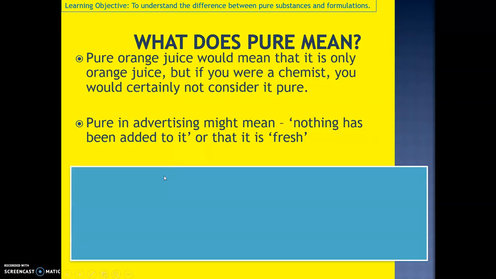Okay, so hopefully you've got the idea of what pure means. So pure orange juice would mean that it's only orange juice and it is nothing else. But if you're a chemist and you're working in a laboratory or a scientific background, it would certainly not be considered pure because inside orange juice you've got the pulp, you've got the different types of vitamins, you've got the water as well, and the liquids that mix it. So it is not technically pure. In advertising it means nothing has been added to it or it is fresh.